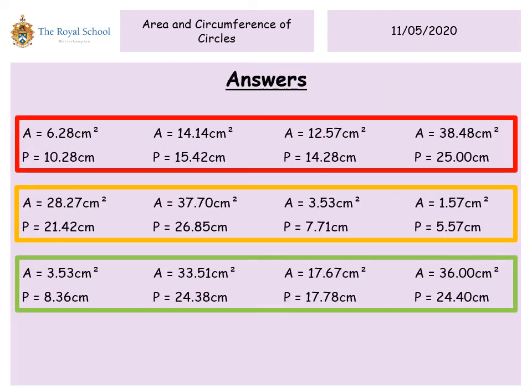So your answers should be as follows. Just remember when you're writing your answers and make it really clear which is the area. Again, you might want to put A equals for your area, and then make sure your areas have centimetres squared at the end, and then P equals for perimeters, and of course the perimeters just are going to be in centimetres or the regular units that you're measuring in.